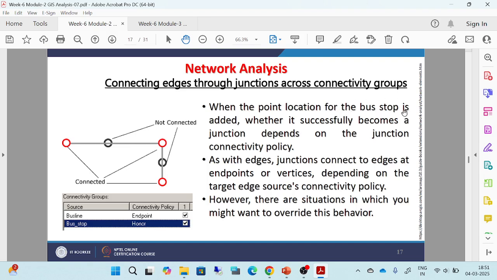So when the point location for the bus stop is added, whether it successfully becomes a junction depends on the junction connectivity policy. As with edges, junctions connect to edges at endpoints or vertices depending on the target edge source's connectivity policy. However, there are situations in which you might want to override this behavior. At times certain programming is already done to introduce such junctions or points, but there are situations where you might not require such corrections. So you might have to override that processing and give information not to do it.